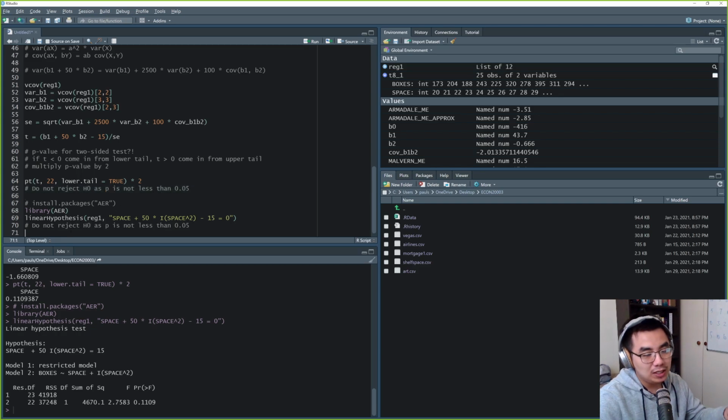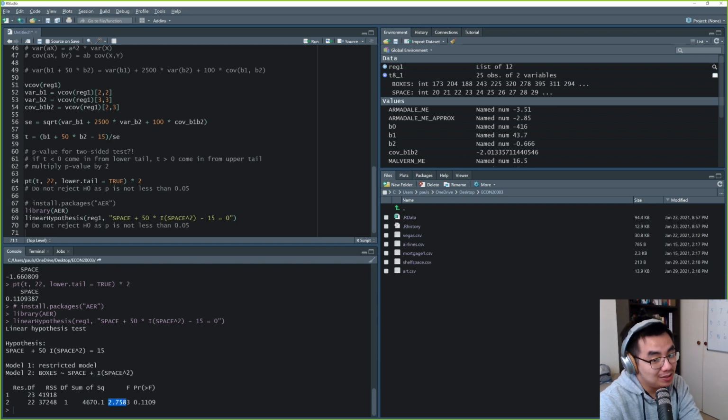Okay, so you can conclude here that you don't reject H0 as P is not less than 0.05. Now, you might notice here, and I'll mention this briefly, that this doesn't give you a T statistic, but actually gives you an F statistic. Why is that? Because it allows you to test multiple hypotheses. I won't get into this right now, but the F test is used for multiple hypotheses.